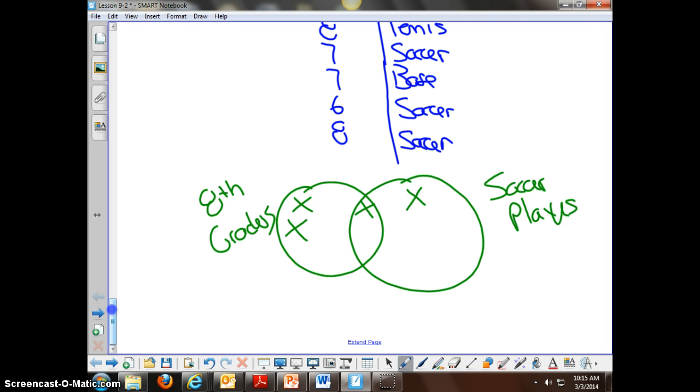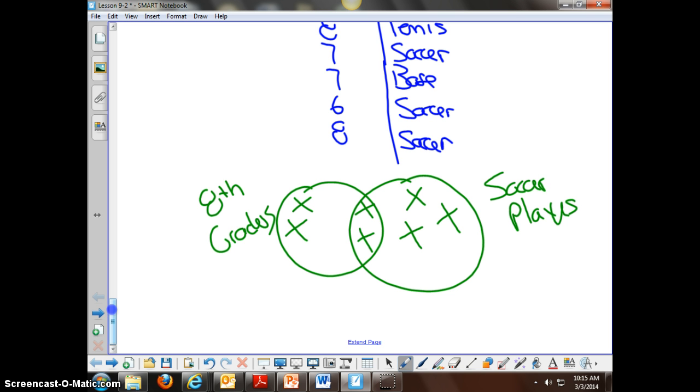A 7th grader who plays soccer. A 7th grader who plays baseball. No information that we need to mark. A 6th grader who plays soccer. And the last one would be an 8th grader who plays soccer, which again would work, correct?